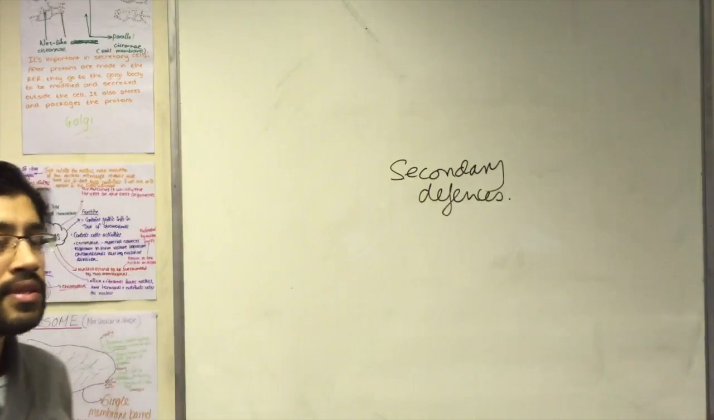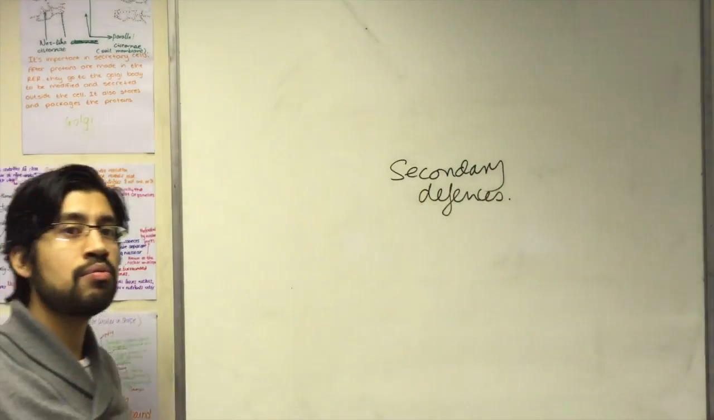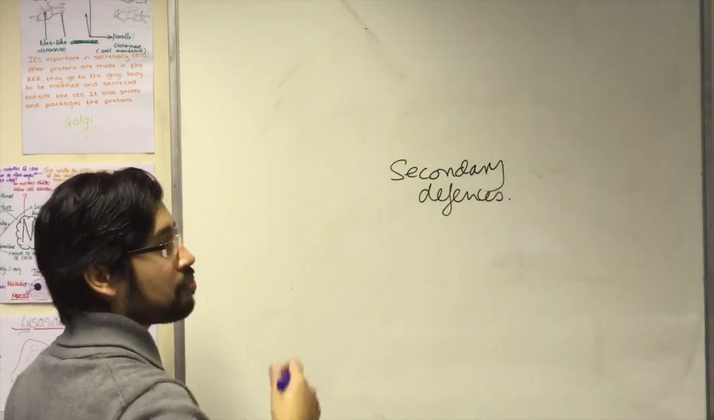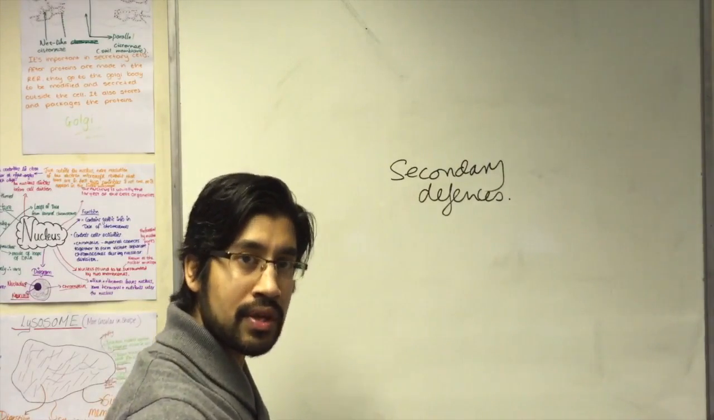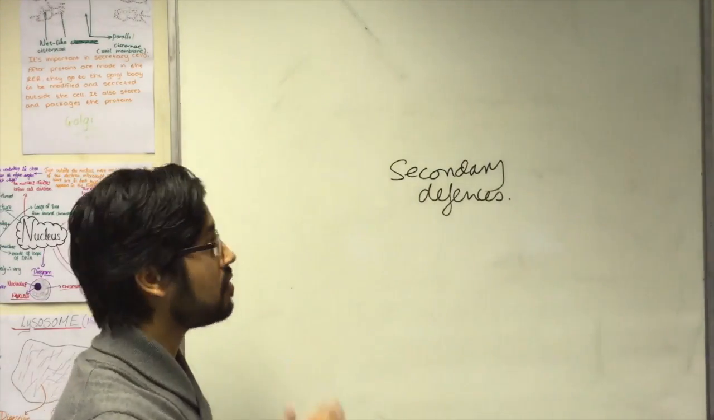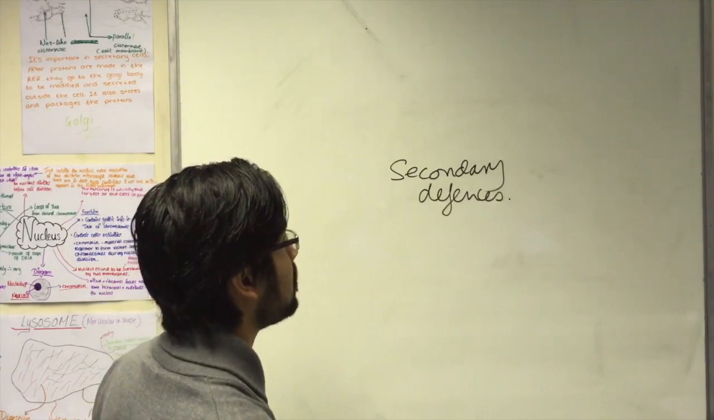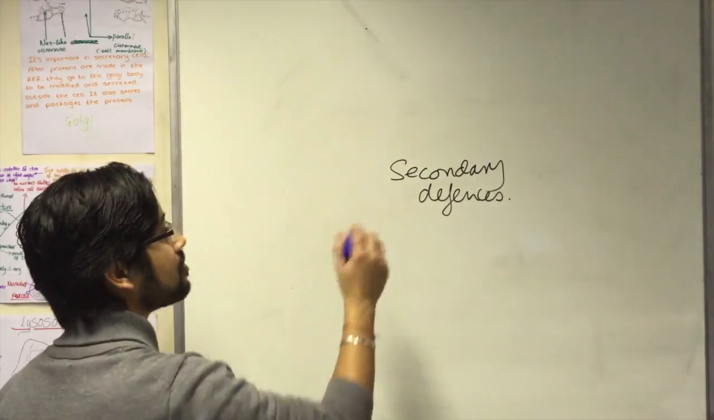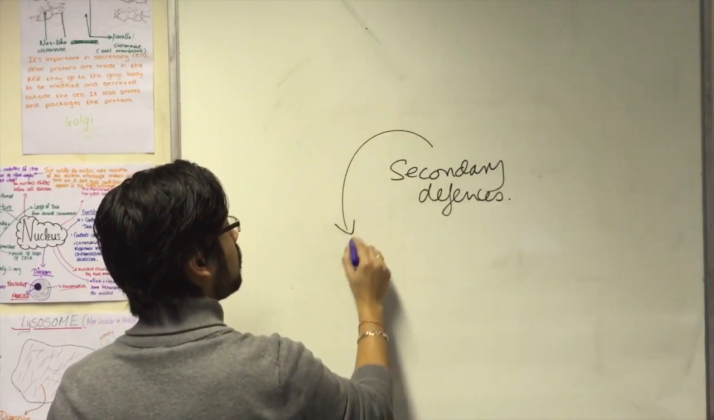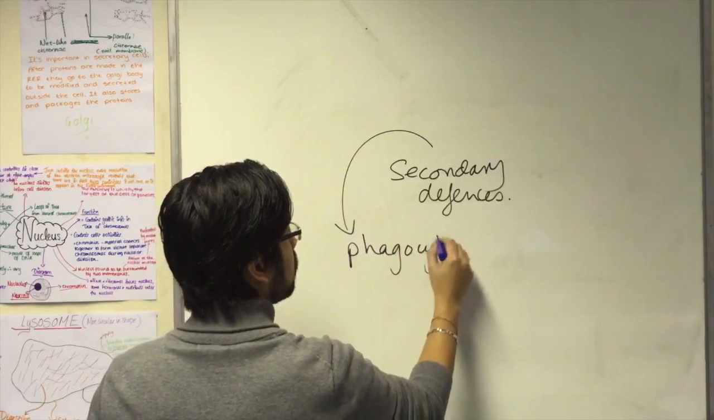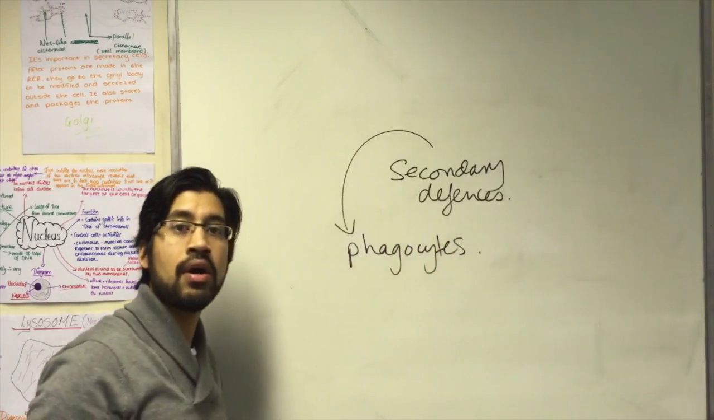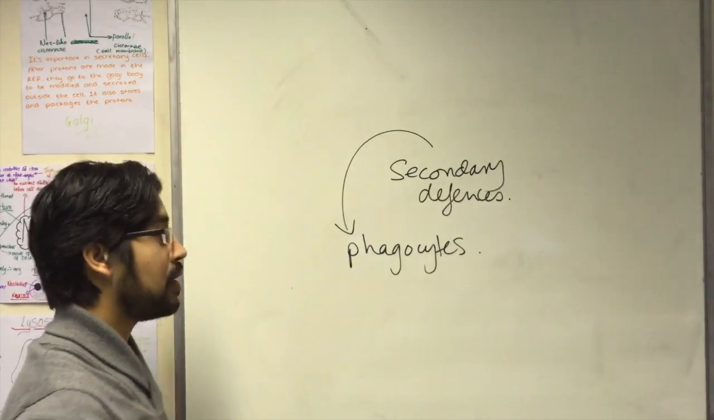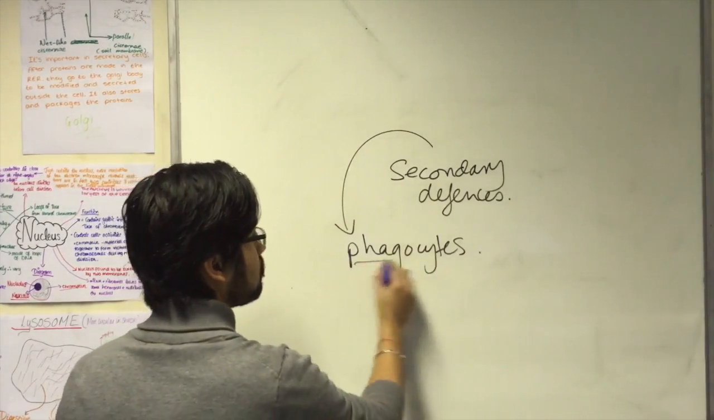So your secondary defenses are what the microbe or the pathogen will encounter if it gets through the primary defenses. Basically that means it's got through, it's in the bloodstream, it's within the cells of our tissues and organs. What happens then? If any pathogens do get through, they encounter the secondary defenses, and our secondary defenses are our phagocytes. Okay, now they are a group of cells which fall under the white blood cell family, but you don't call them white blood cells.